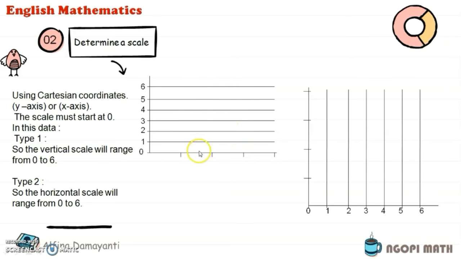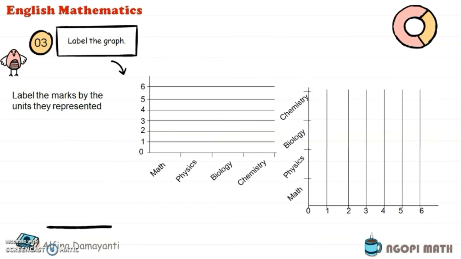Type 1 we usually call a column chart, and type 2 we usually call a bar chart. Third, label the graph. Label the marks by the units they represent. We can represent that: first, this is for math, then this is for physics, then this is for biology, and this is for chemistry. Also, in type 2, this is for math, this is for physics, this is for biology, and this is for chemistry.